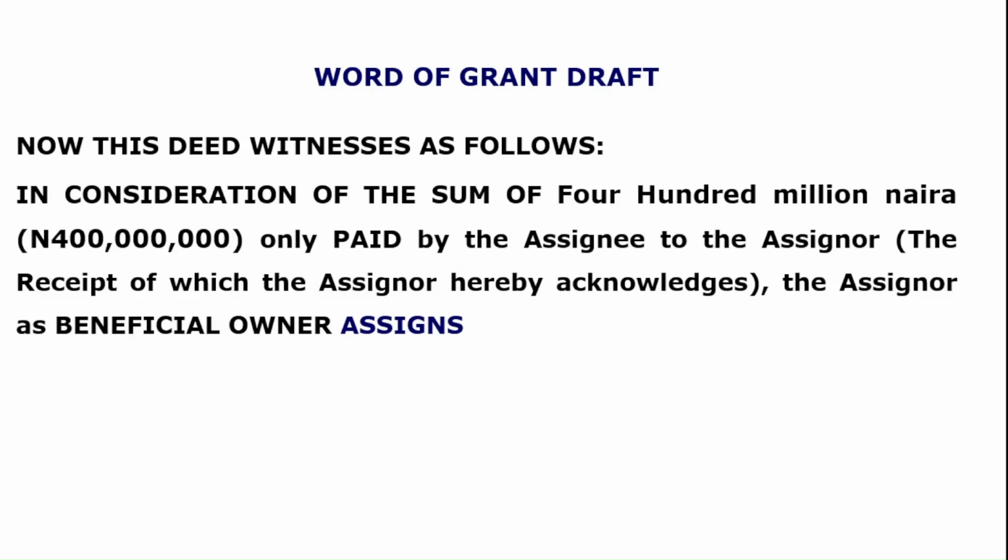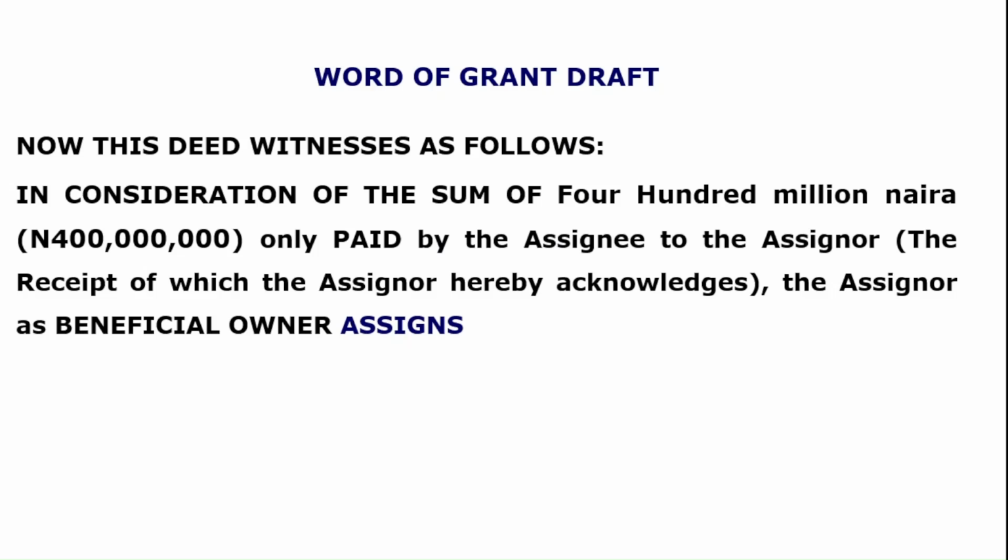So if you are asked to draft the word of grant in that final document that is executed between Chief Adeola and Jumoke Kehinde, your simple answer is assigns. That's all. That's all, because that's the word of grant. What is party A doing to party B? It is assigning. So the assignor as beneficial owner is the capacity clause. Assigns is the words of grant.